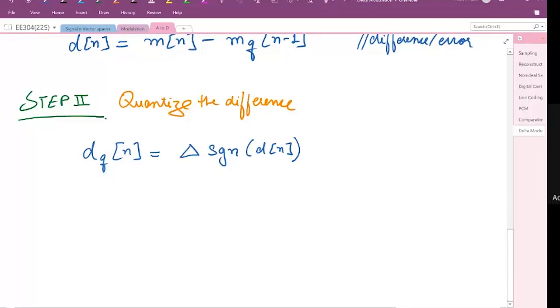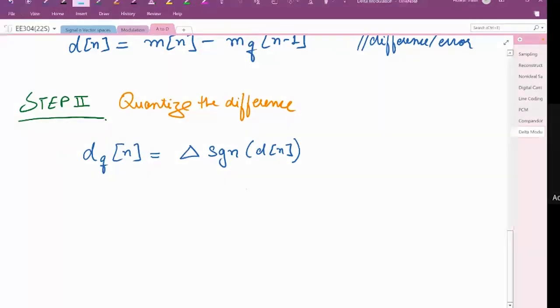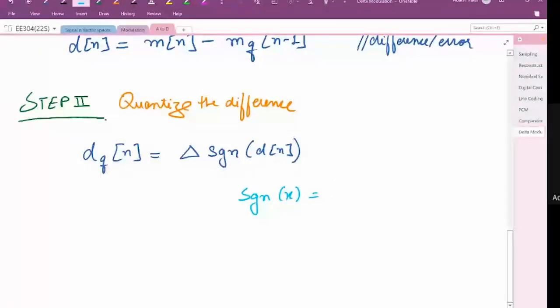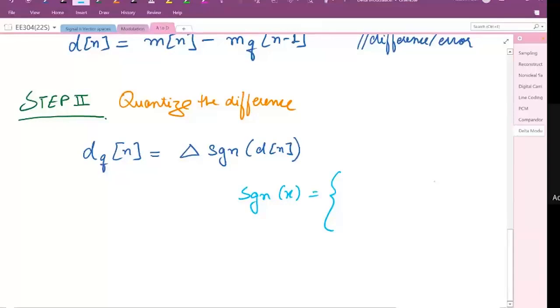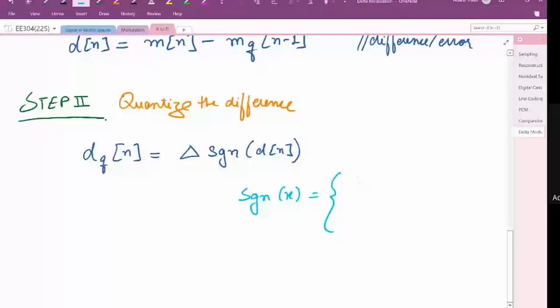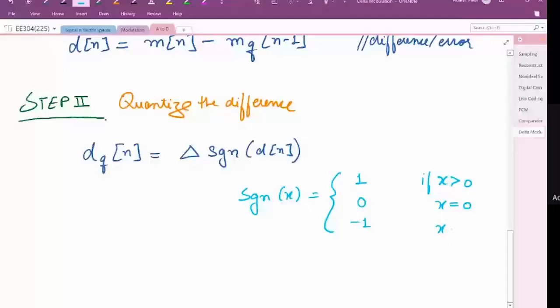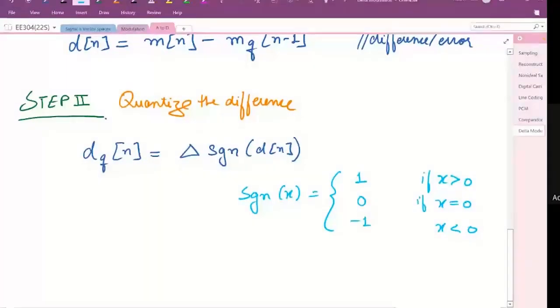And we all know what sgn of x is. How do we define this? Anyone? It is 1 if x is greater than 0, it is 0 at 0, and it is minus 1 for x less than 0. Yeah, correct. So we are just going to simply use this definition.